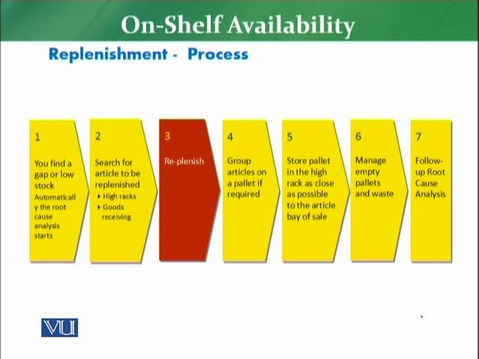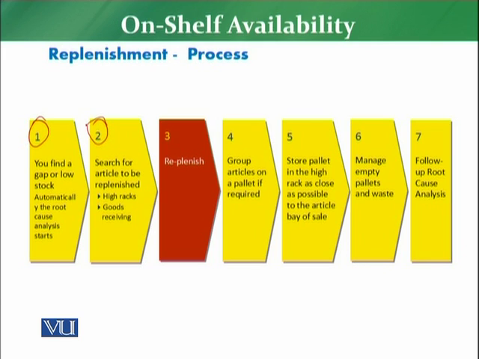Then you need to understand the replenishment process. There are 7 steps to it. The replenishment step comes at number 3, but let me quickly discuss how this process works. Number one: you find a gap or a low stock. Automatically, the root cause analysis starts. Then you get to know the reason was because of the order, the delivery, or something else, maybe the display of the product.